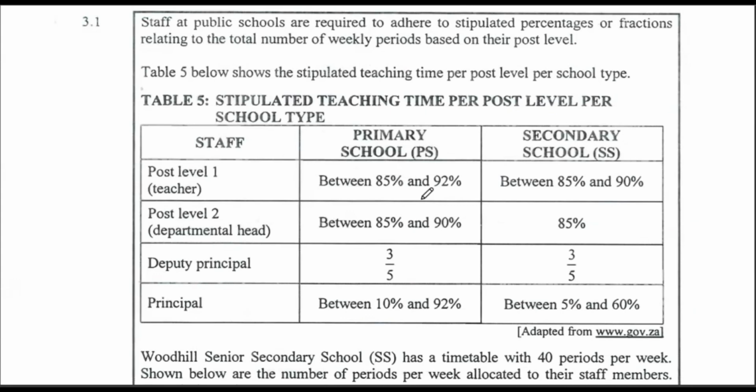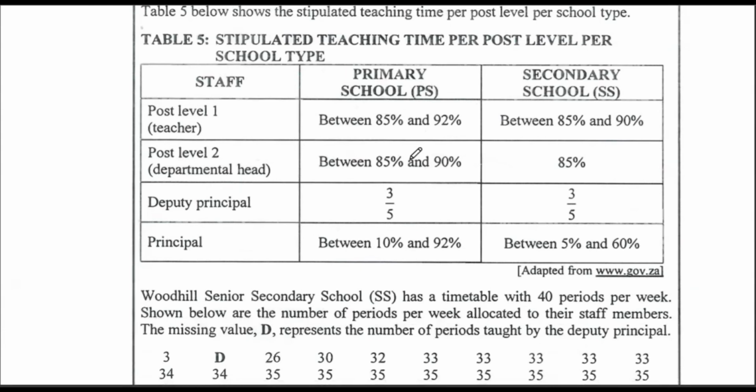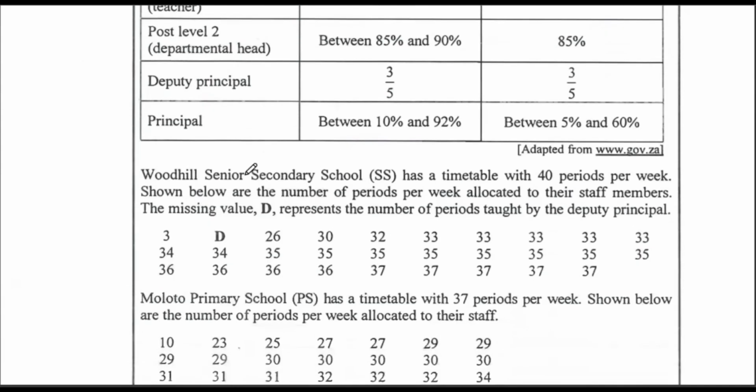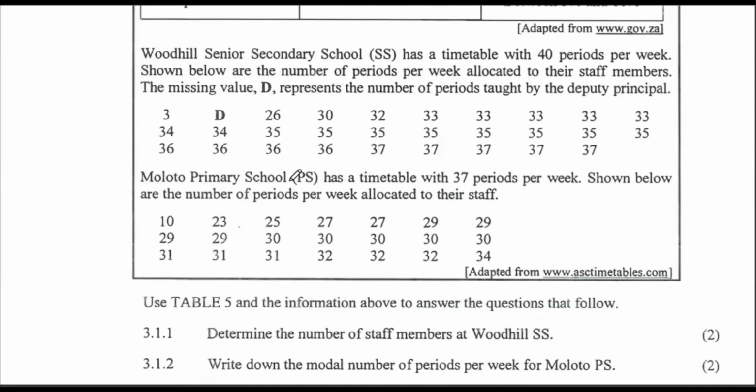Right. You go through the table and you find out these are the staff levels and the primary and the secondary type. Okay, there we go. Woodhill Senior Secondary School, SS, has a timetable with 40 periods per week. Shown below are the number of periods per week allocated to their staff members. The missing value D represents the number of periods taught by the deputy principal. Moloto Primary School, PS, has a timetable with 37 periods per week. Shown below are the number of periods per week allocated to their staff members.